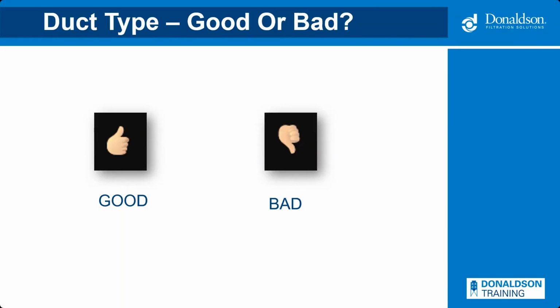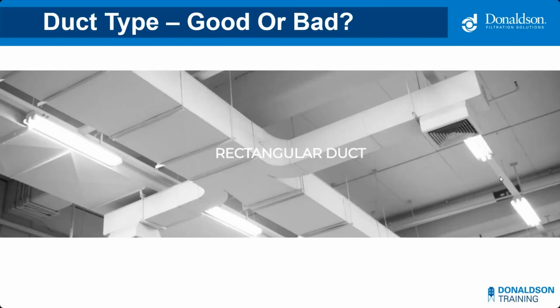All right, here's the first one. So in this image, we've got rectangular duct on the dirty air side. You give us a thumbs up if you think this is a good idea, or a thumbs down if you think it's a bad idea for dust collection systems.